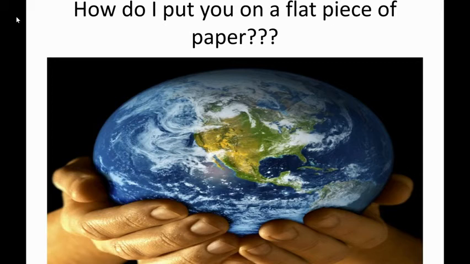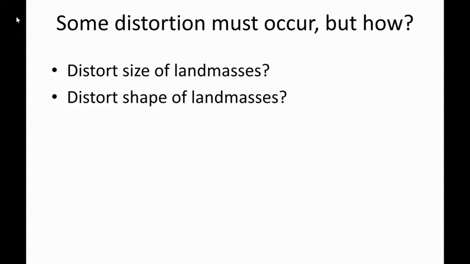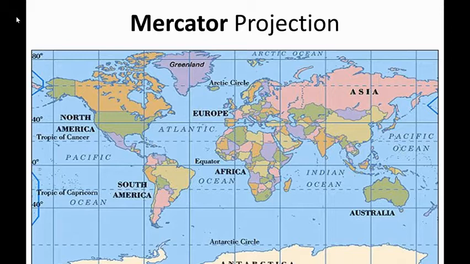Okay, so again, the question is, how do I put this three-dimensional object onto a flat piece of paper? It's always going to get distorted somehow. So the map maker has to choose, do they want to distort the size of the land masses, the shape of them, or do they just want to eliminate large portions of the Earth to maintain accurate size and shape? And we'll take a look at all those.